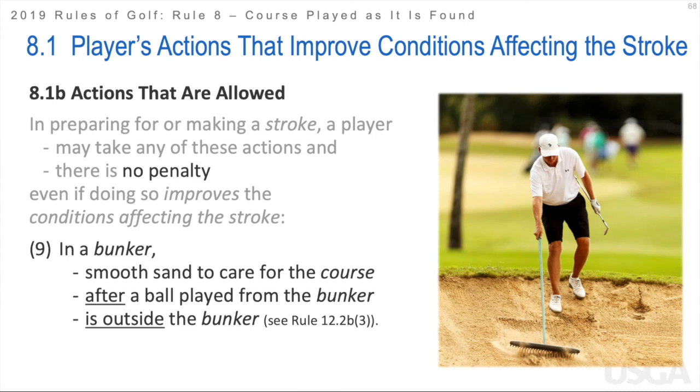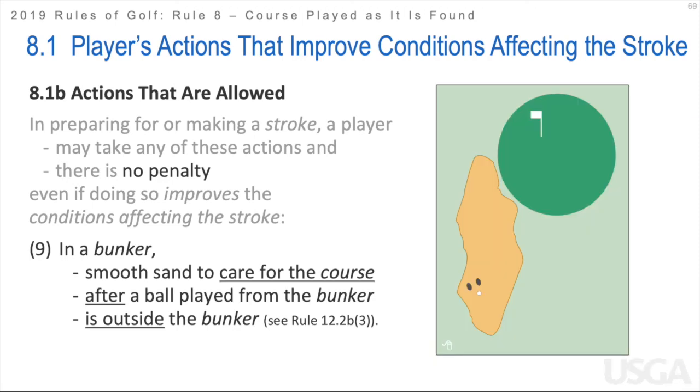And then in a bunker, we are allowed to smooth sand to care for the course after we've played a ball from the bunker outside the bunker. So after we've played our bunker shot and it's been extricated from the bunker, no matter where it ends up, as long as it's not in that bunker anymore, then we're allowed to smooth sand to care for the course.